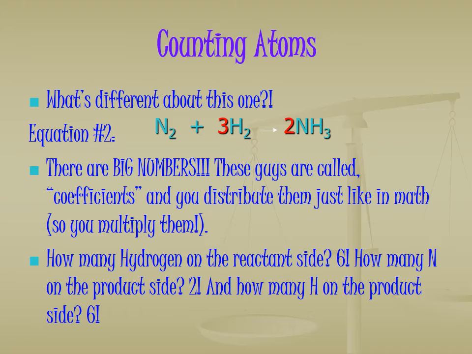And that yields 2NH3. If you distribute the 2 to the N, you notice that there's not any subscript written next to the N. What that means is that there's 1. We don't write the subscript 1, just like in math, we don't write the number 1 when it's next to a letter. We don't do that in science either because math is the language of science, so we follow all the rules for math when we use them in science. So 2 times 1 is 2, so there are 2 N's on the product side. And then 2 times 3 is 6, so there are 6 H's on the product side.